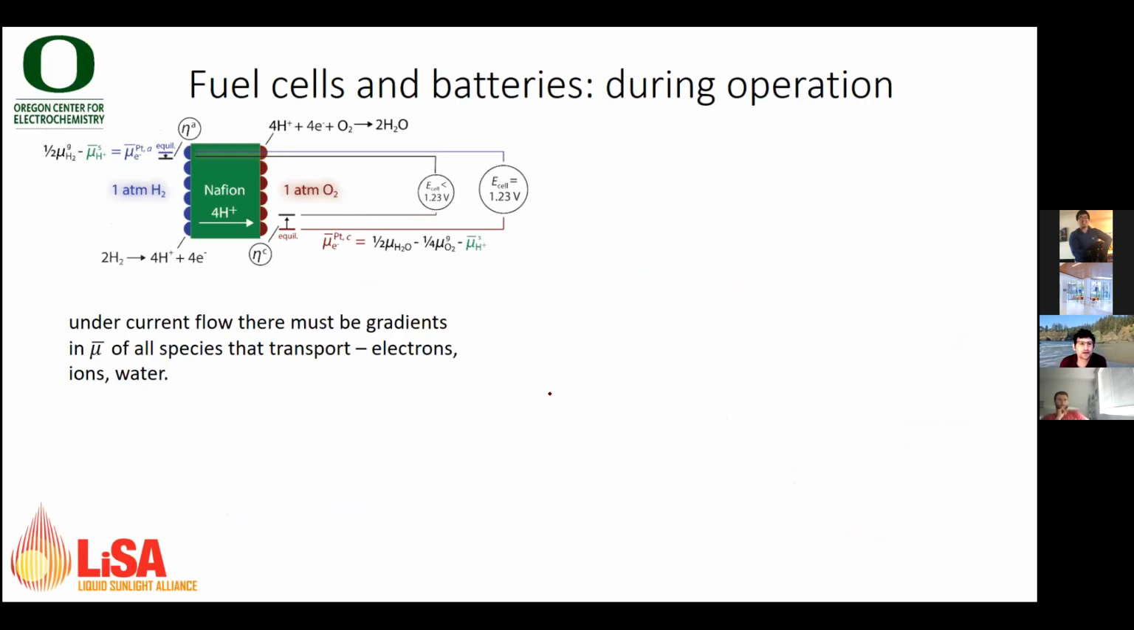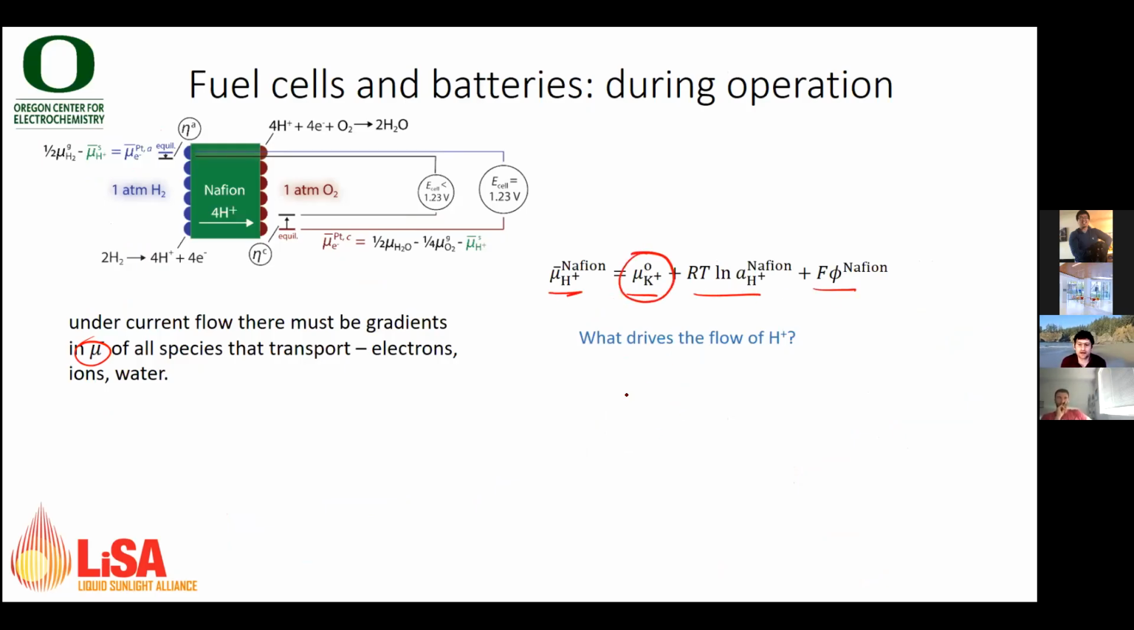Good. Okay, so we mentioned this. During operation, there must be gradients in mu bar for all species that transport: electrons, ions, and water. So we talked about what drives the flow of H+. Well, here's the electrochemical potential of H+. Is this going to depend on current, mu bar?